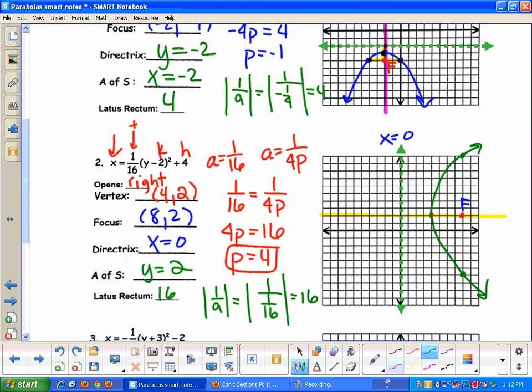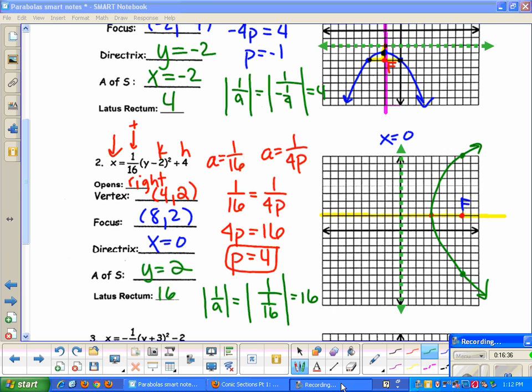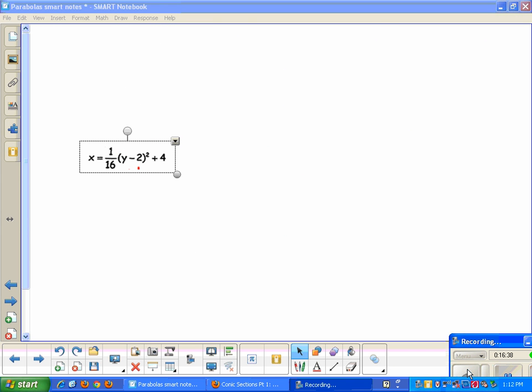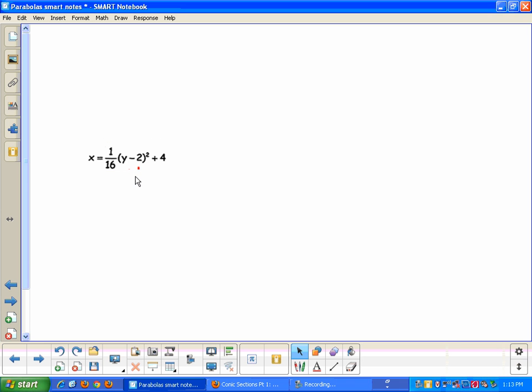And now I have my graph. Now for these parabolas that open left or right, you can also put these into your graphing calculator and get points, but first you would have to solve for y. So let's go ahead and practice that. I just copied this onto another page so that we can practice taking this equation and graphing it with x equals by solving for y.